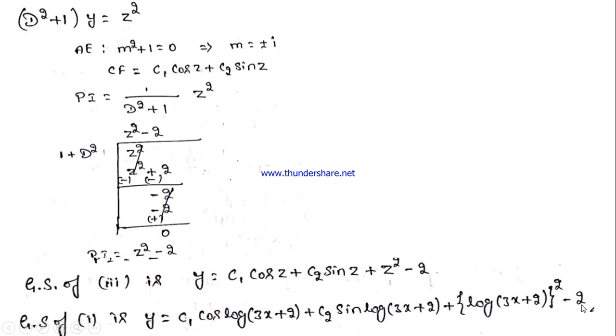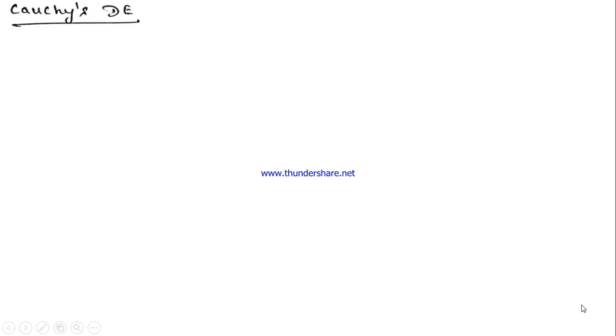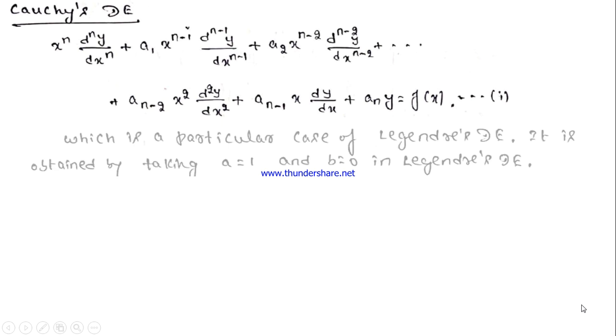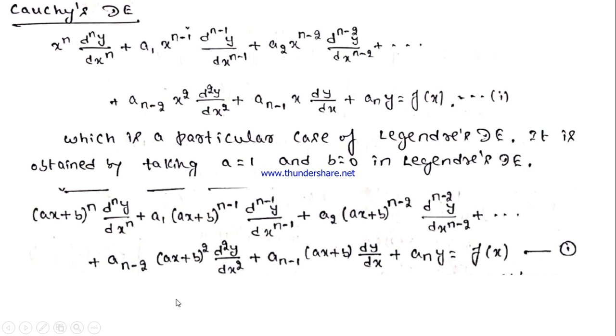Now let me concentrate on Cauchy's differential equation. Now Cauchy's differential equation is given by this. Observe this equation carefully. So if my question is, can you identify this? I hope your answer is yes, because this is not a new equation. It is the same as your Legendre's equation. The only difference is wherever you had ax plus b, in all those places you are finding x in this case. So here by taking a equal to 1 and b equal to 0, you can come to this Cauchy's equation. Which means this Cauchy's equation is just a particular case of Legendre's equation.